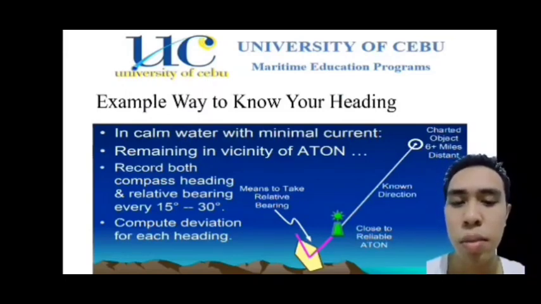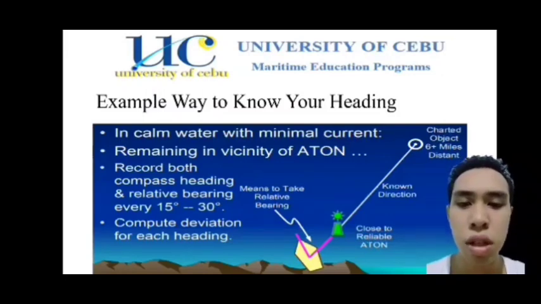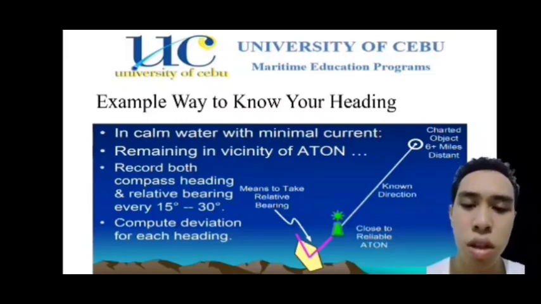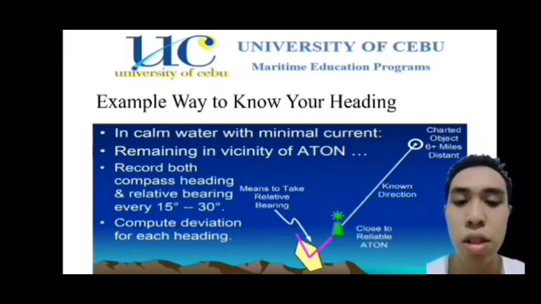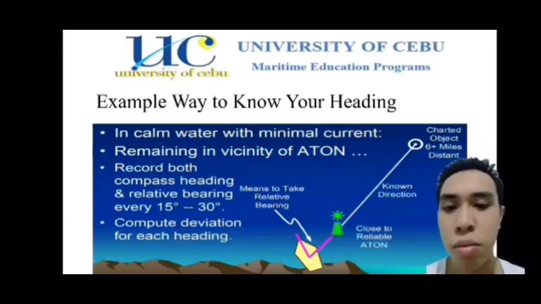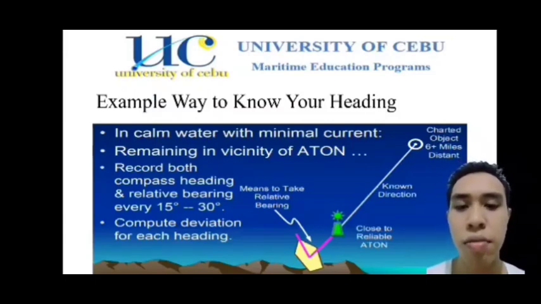In calm water with minimal current, remaining in the vicinity of an ATON, record both compass heading and relative bearing every 15 degrees to 30 degrees. Compute deviation for each heading. As you can see, you can track the closest visible ATON to know your heading, and check if your relative bearing is correct.